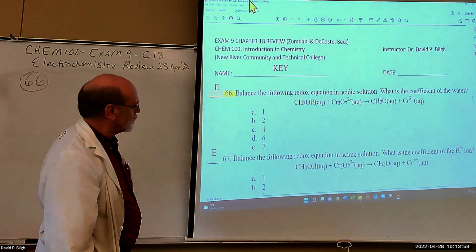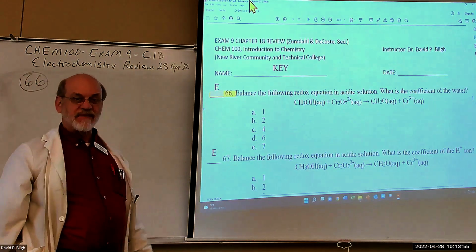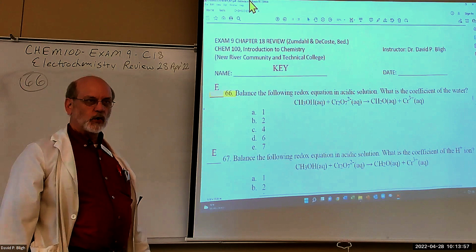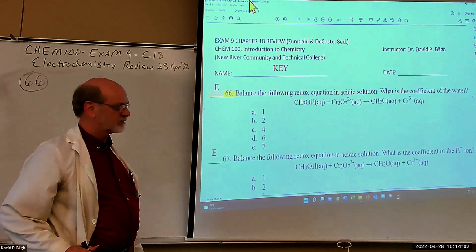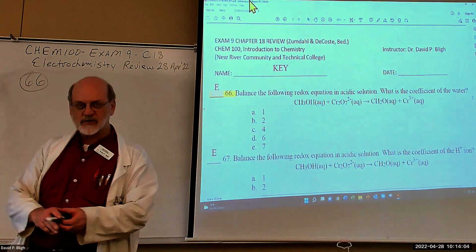So what is CH3OH? That's methanol, wood alcohol, the kind that will make you go blind if you drink it. Oh, you'll get drunk, but you'll also go blind.